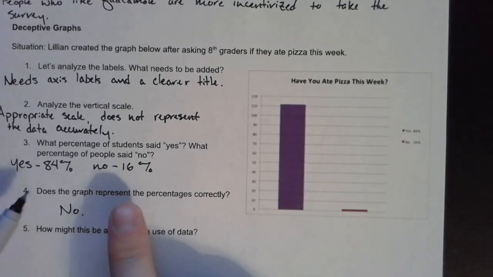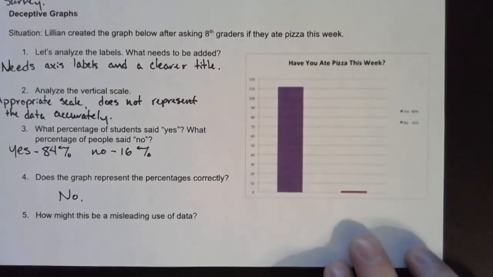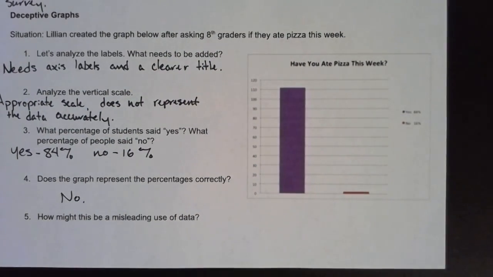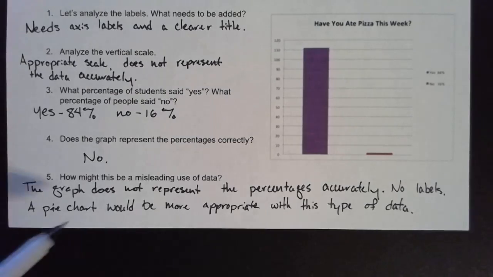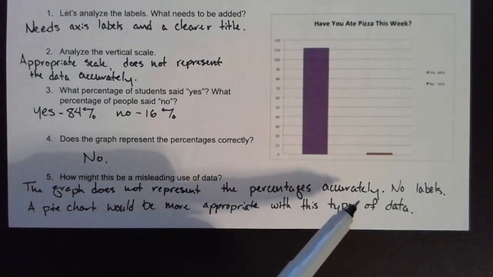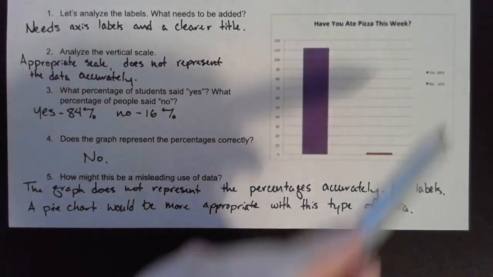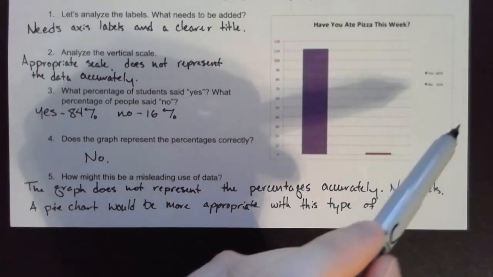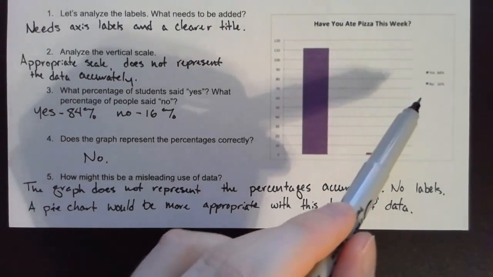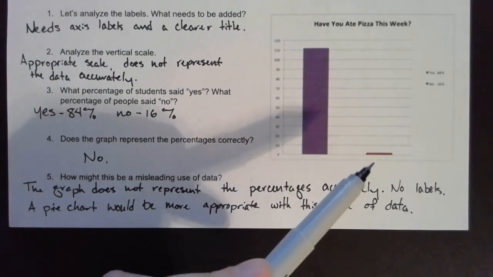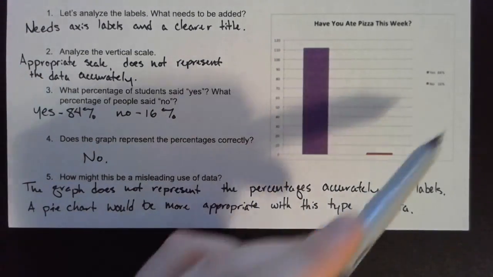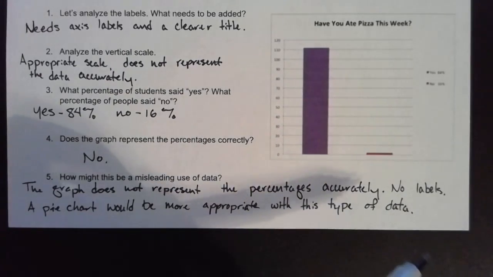These numbers are actually a lot closer than what it seems like it is in this graph. And for the last question, how might this be a misleading use of data? So I said the big thing is the graph does not represent the percentages accurately. Really, all of the information in the graph is right here in the small section that we can barely even read. The yes is 84%, the no is 16%. Everything else is just arbitrary, something that was made up. All the information is right here. So that's the big issue.